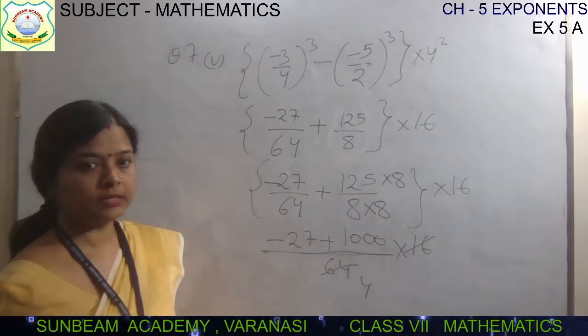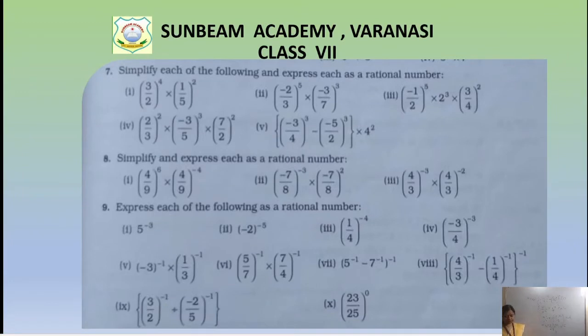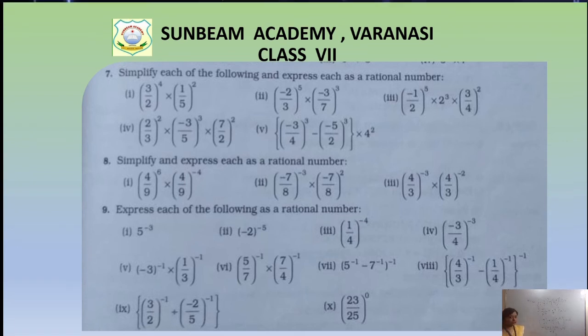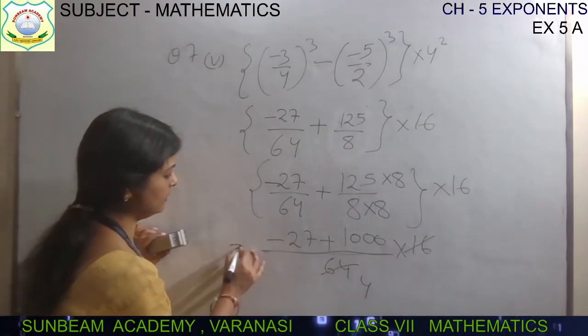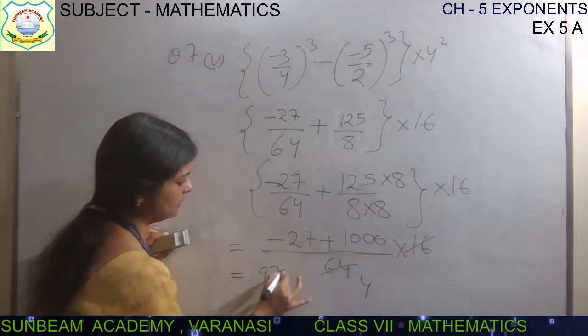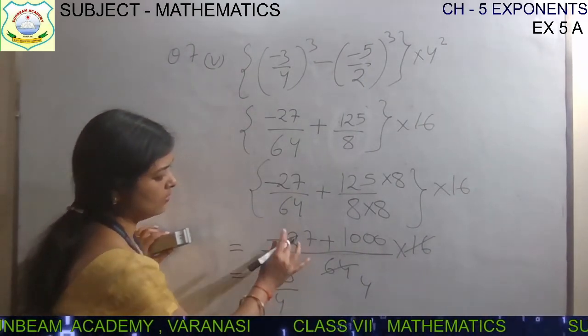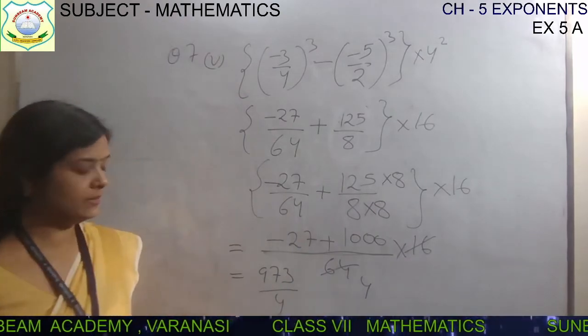Okay. See the next question now. We are doing question number 7, 5th part, isn't it? So it will be 973 children. In the answer it is 973 by 4. This is the answer. Subtract and 973 will remain.